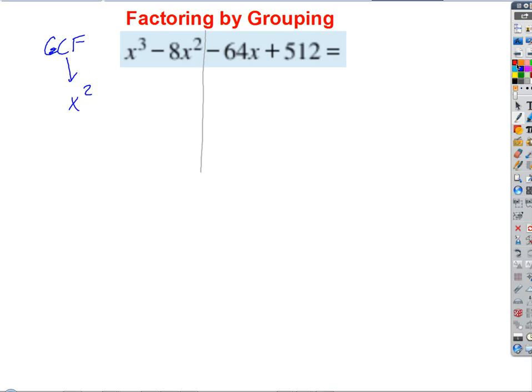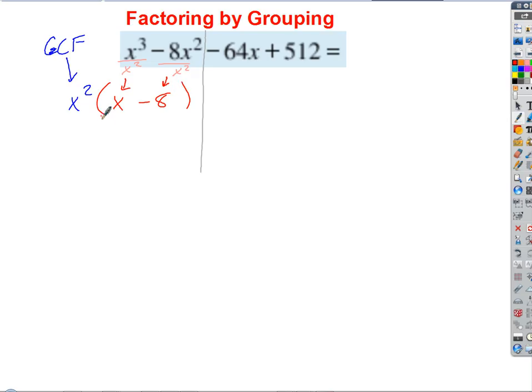All we have to do to figure out what's left behind, remember, is just divide each term by the greatest common factor. So x cubed over x squared is what? X. So the first term is just going to be an x. Negative 8x squared divided by my greatest common factor, x squared, is what? Negative 8. Okay, so we might call that our leftover factor. That's one way to describe it.